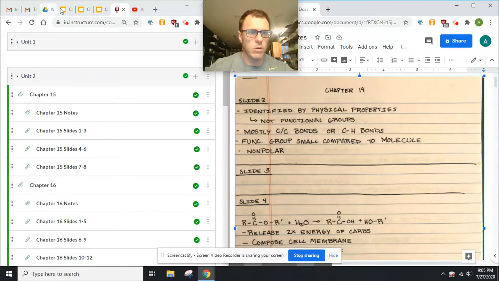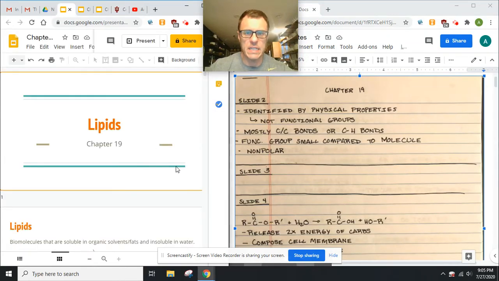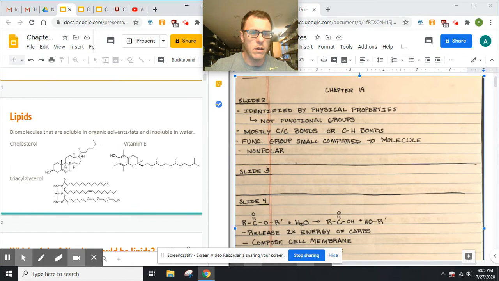All right, guys, we're going to get to chapter 19 here, which is lipids. Now, lipids, unlike all of our other chapters, are not classified by functional groups. It's not a certain set of atoms or anything like that. They're identified by physical properties. They're mostly carbon-carbon bonds and carbon-hydrogen bonds.